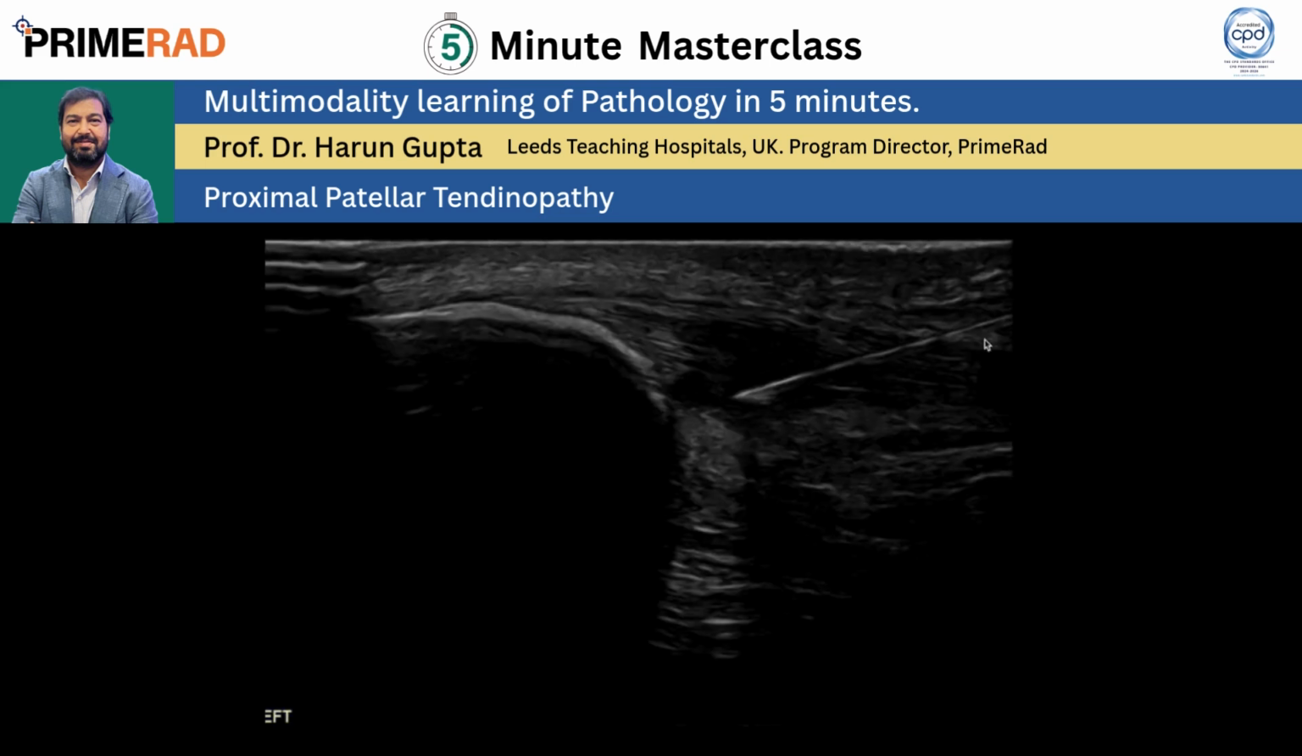This is the needle coming from here, which is from the distal aspect, the needle piercing the patellar tendon, and then PRP is being injected immediately adjoining and into the area of the marked patellar tendinopathy. No steroid injection is performed, and ideally no steroid injection should be performed around the patellar tendon.